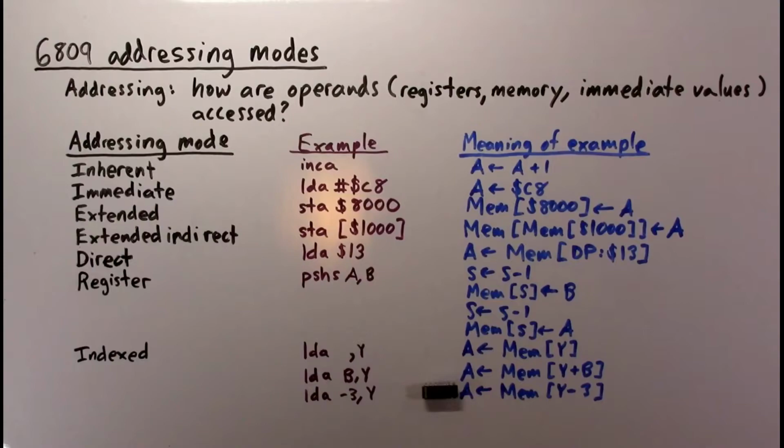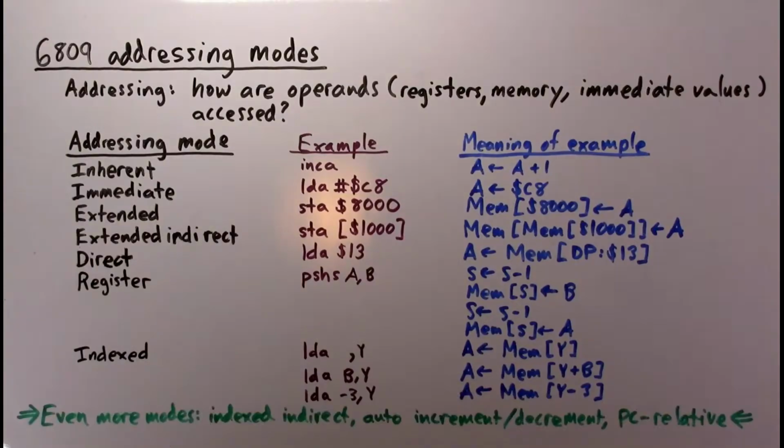The indexed addressing mode is very useful for accessing variables and array elements relative to a base address in a pointer register. Amazingly, there are even more modes and variations, including indexed indirect, auto increment and decrement, and PC relative. You can read the 6809 datasheet for more details.